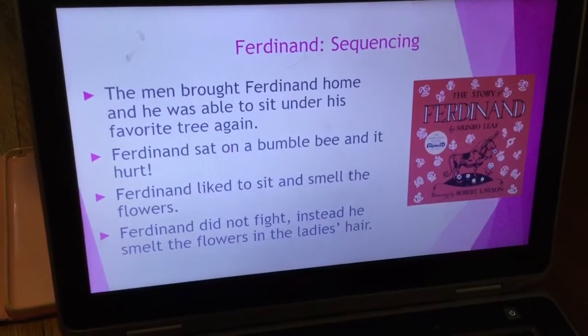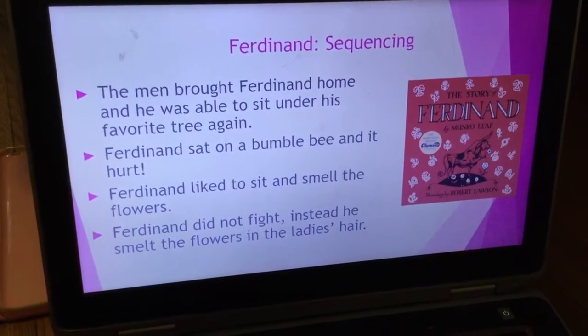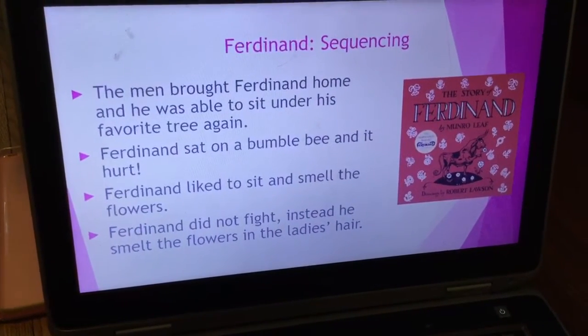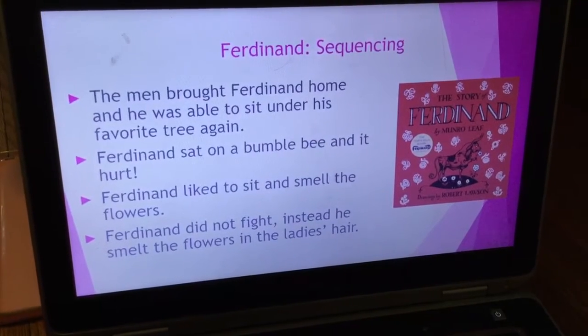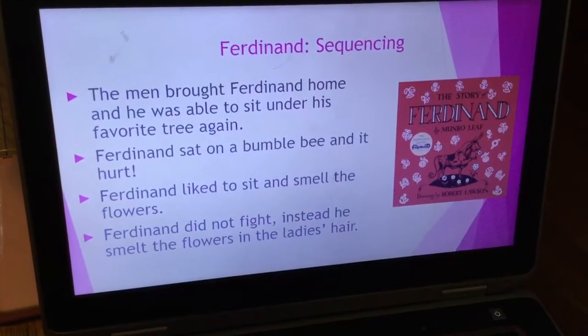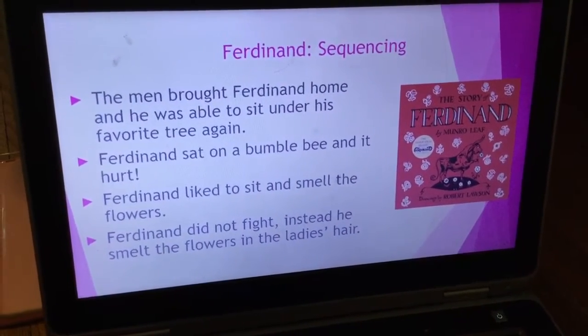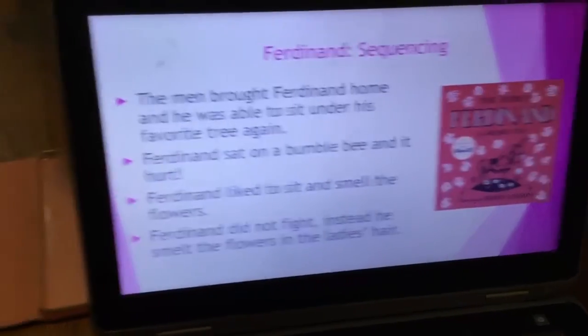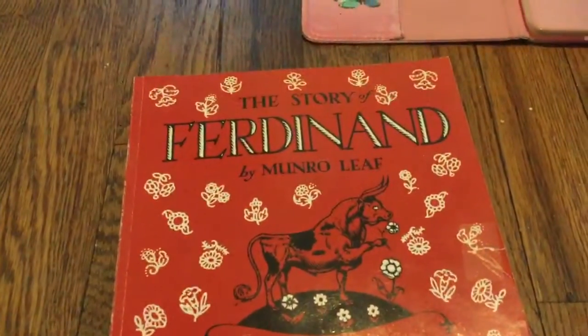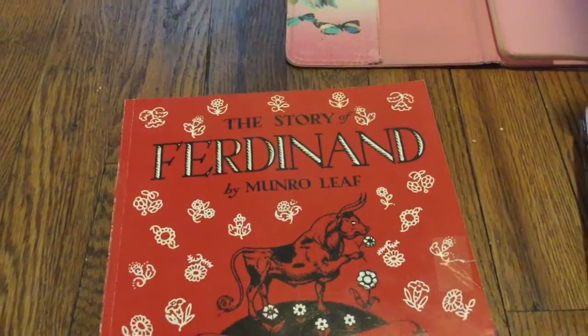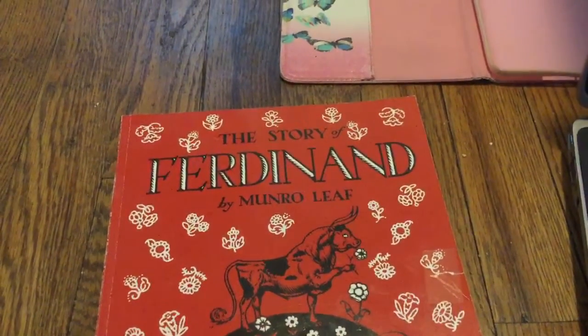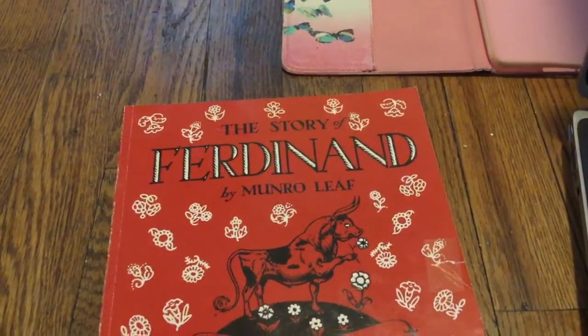And to help us, we're going to use our book. So we have all of these different sentences up here. How would we know which one comes first? Well, could we use our book to help us? Yeah, we could use our book. So let's be on the lookout for the very first thing that happens in our story.